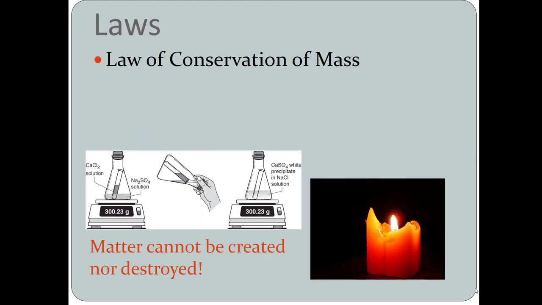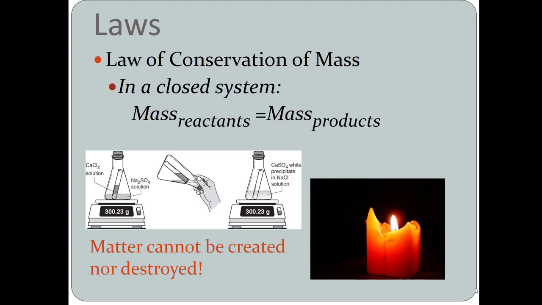Okay, let's first talk about some atomic laws and some general chemistry laws. The first law we're going to talk about is the law of conservation of mass. The law of conservation of mass says that in a closed system, the mass of the reactants equals the mass of the products. Here I have a picture of a chemical reaction before it has taken place, and I have a mass of 300.23 grams.